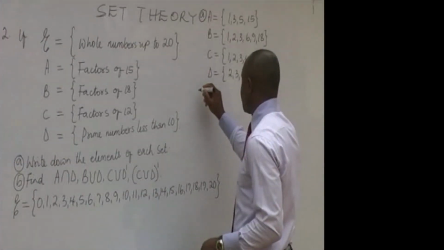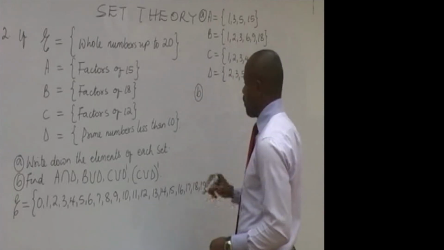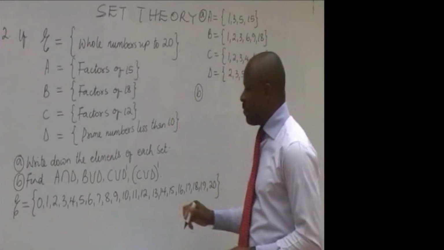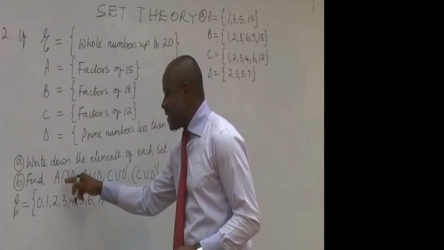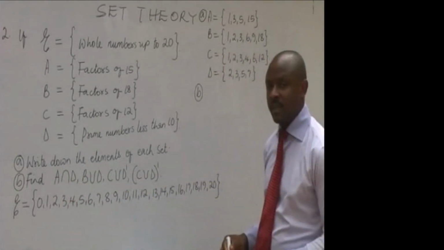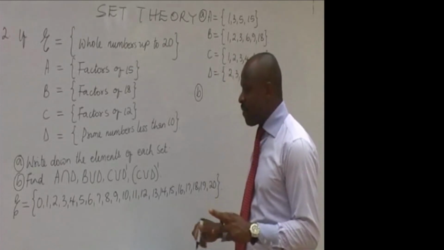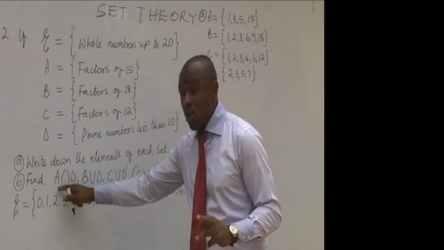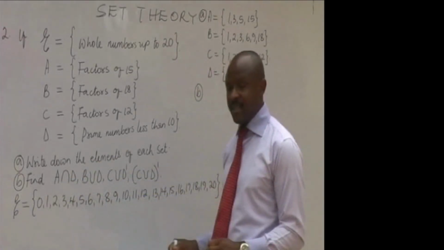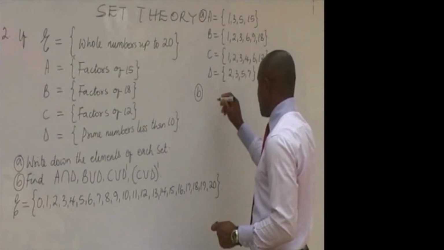Of our question. Part B says we should find A intersection D: all the members of set A that are also members of set D. That is the meaning of A intersection D.